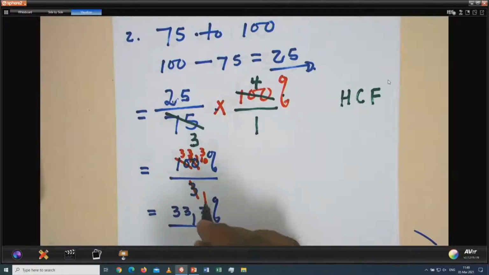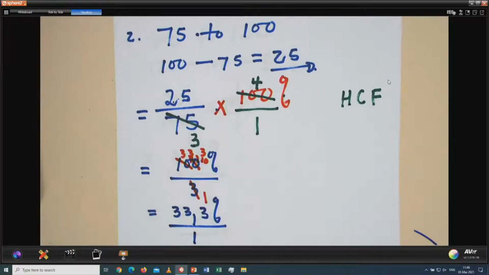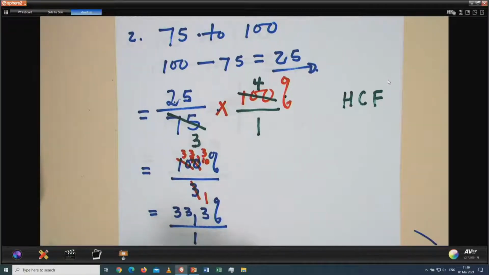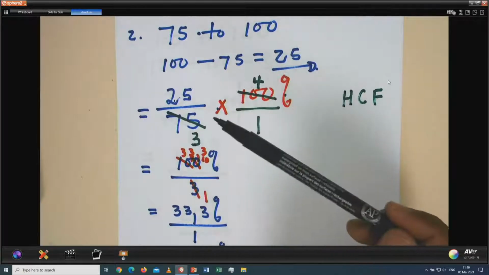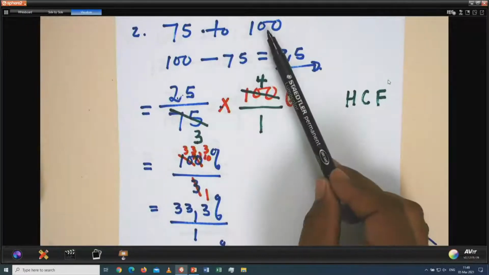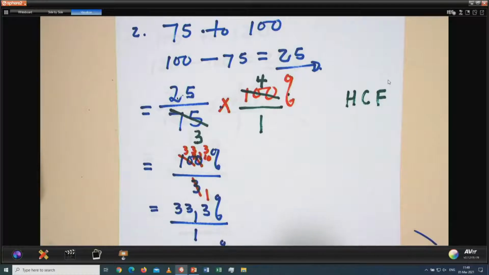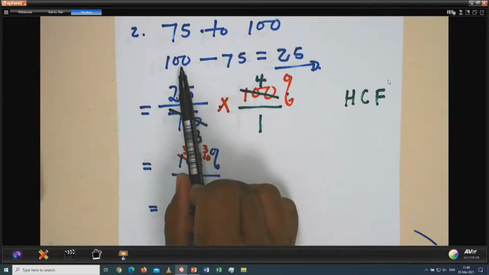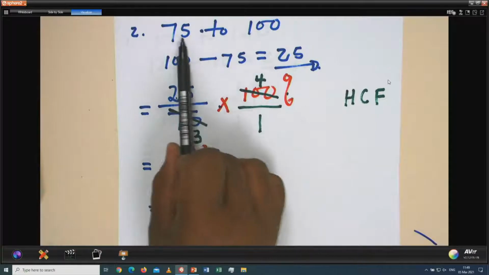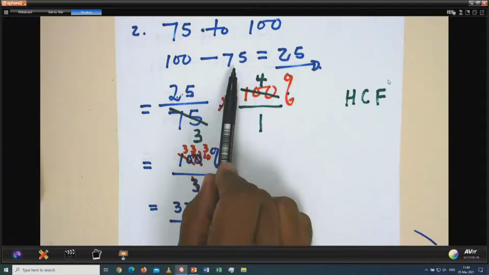And therefore, I am now left with 33,3% divided by 1. My answer will be 33,3% divided by 1, which gives me 33,3%. And therefore, the percentage increase from 75 to 100 will be 33,3%. Let us do a recap. We said 100 minus 75. We need to calculate the difference between the two, which is 25.